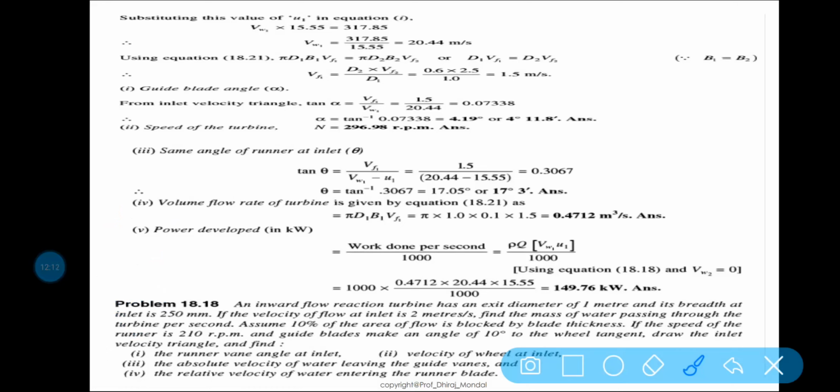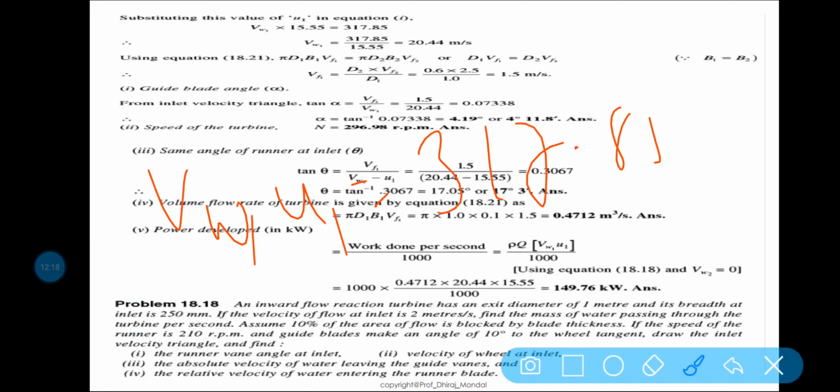You have to find out the vw1. u1 is equal to what we already have got, 317.85. Now u1 I have got right now, so can I find vw1? Okay, I can find out.